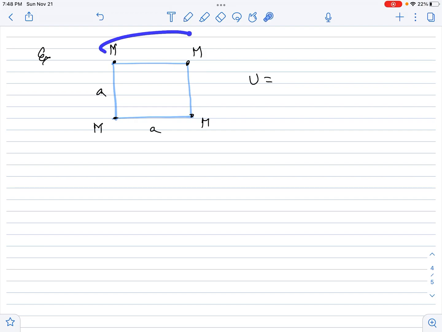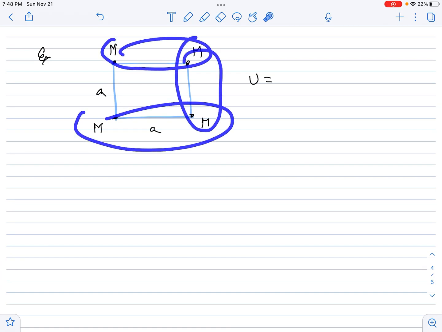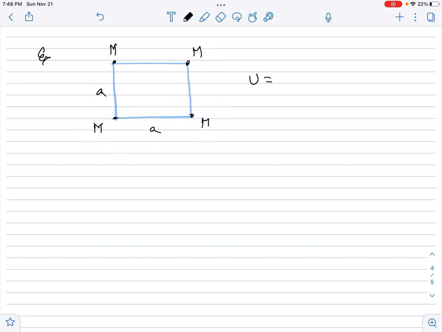You will say, how many pairs are there? 6 pairs. Okay, 4 particles, 6 pairs. How many side pairs? 1, 2, 3, 4. The 4 side pairs will each be minus G m1 m2 divided by a.